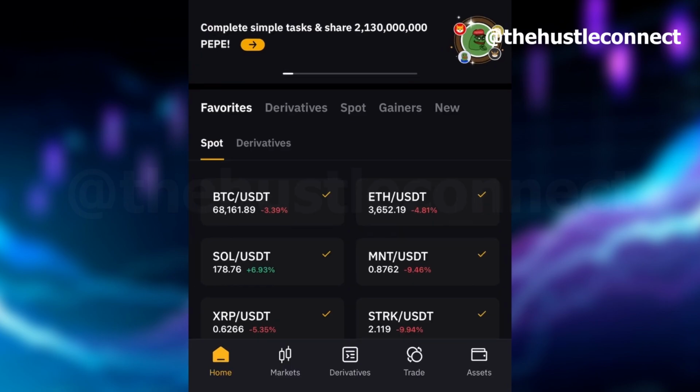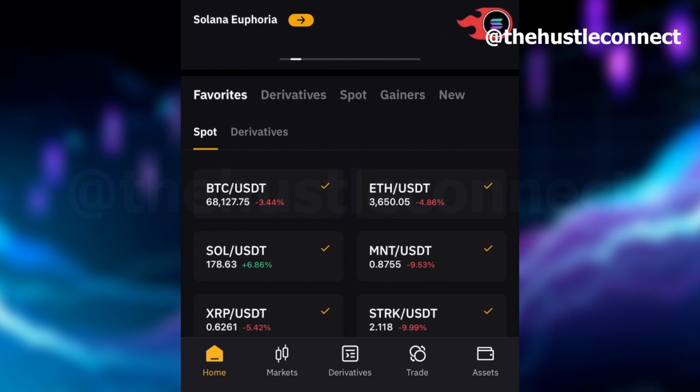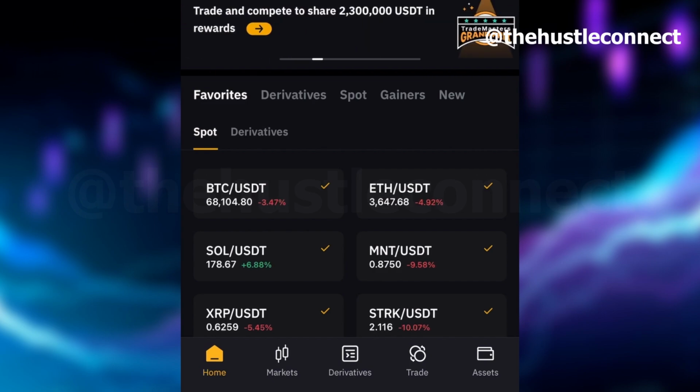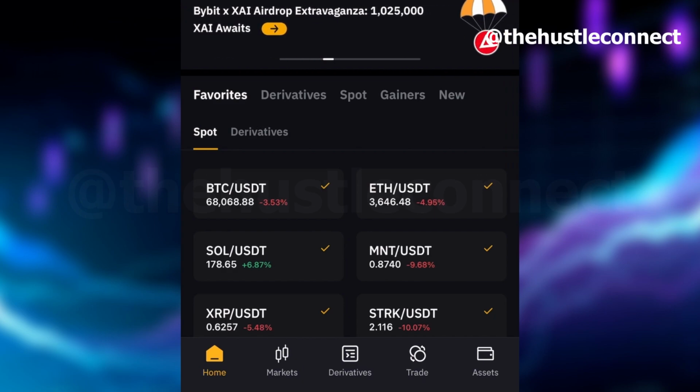Let's dive right in. You might be wondering what the word derivatives means. Well, it is the same as futures, as you have it on Binance. They only have different names, but it is still the same thing.